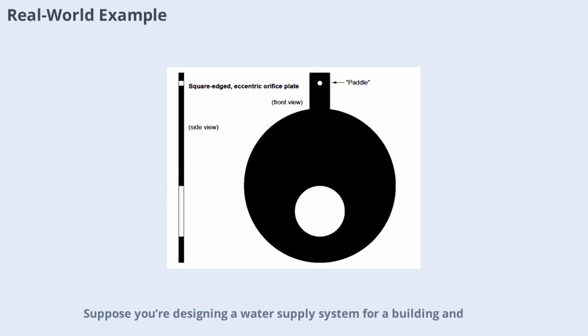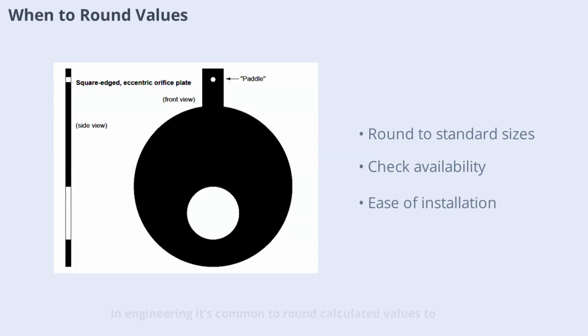Suppose you're designing a water supply system for a building and need to ensure a certain flow rate at a specific pressure. Using the steps we've covered, you can calculate the exact orifice size required, ensuring the system performs as intended and meets safety standards. In engineering, it's common to round calculated values to standard sizes for ease of manufacturing and installation. In our example, the calculated diameter was 59.6 mm, which we rounded to 60 mm. Always check if standard sizes are available before specifying custom dimensions.